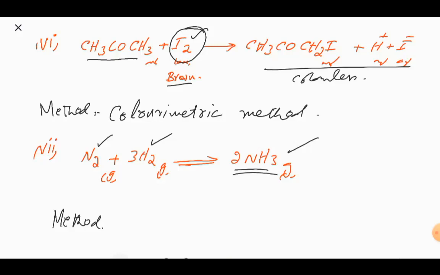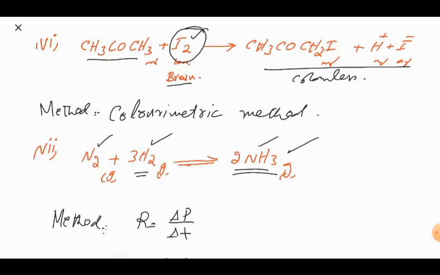The last reaction here is the reaction of nitrogen gas with hydrogen to form ammonia gas. All the reactants and products are gases. So here the most suitable method is to measure the change in the pressure. So the rate here will be equal to change in pressure divided by total time taken.